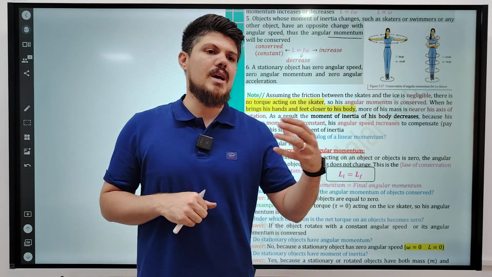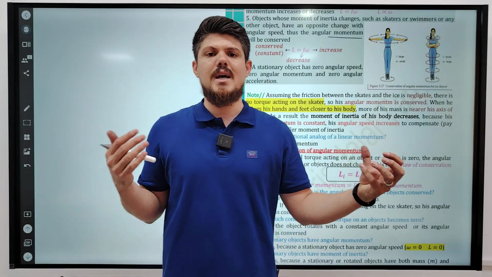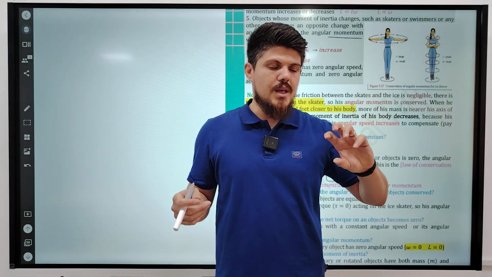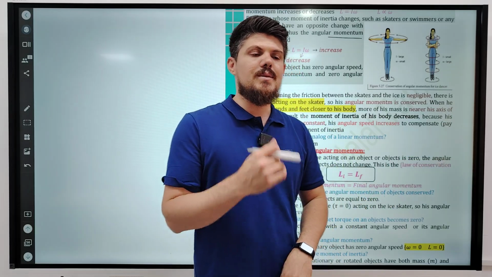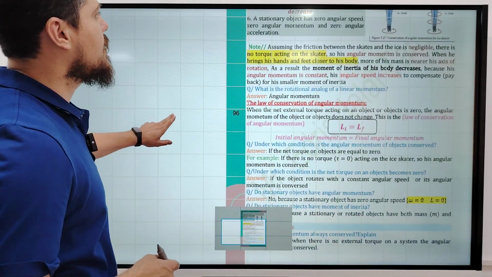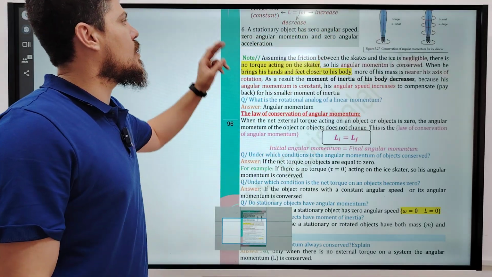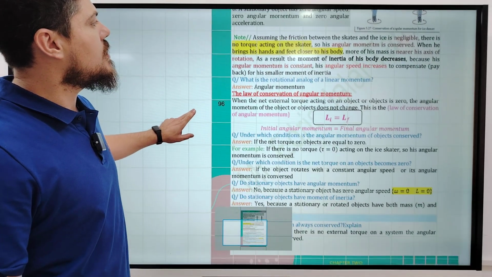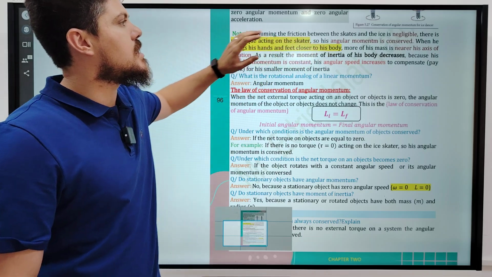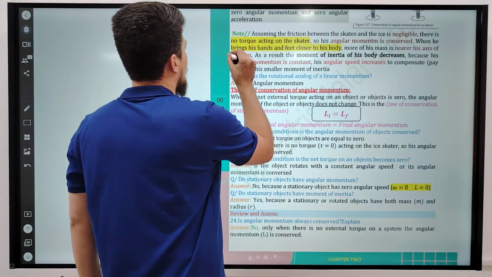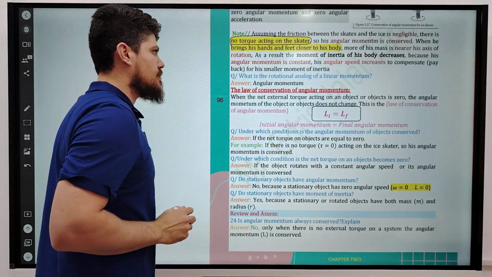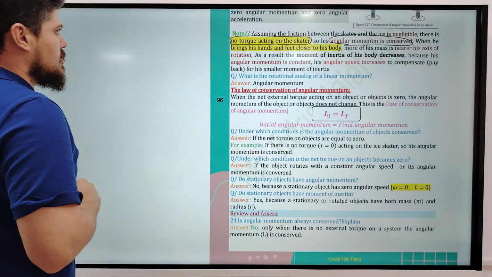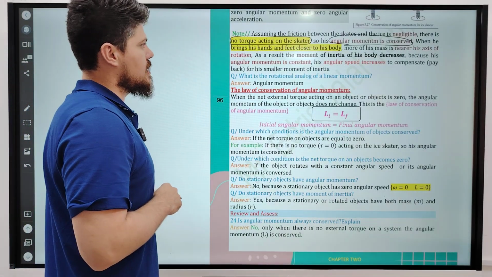So for a flexible object, when the angular speed changes, is it possible for the angular momentum to be conserved? Yes, of course. But for a rigid body, such as a ceiling fan, when the angular speed changes, its angular momentum can never be conserved. Okay? A stationary object has zero angular speed and also has zero angular momentum and zero angular acceleration. Assuming the friction between the skater and the ice is negligible, there is no friction, there is no resistance, and no torque acting on the skater. So his angular momentum is conserved. Angular momentum is conserved when the net torque acting on the object is 0. Okay?